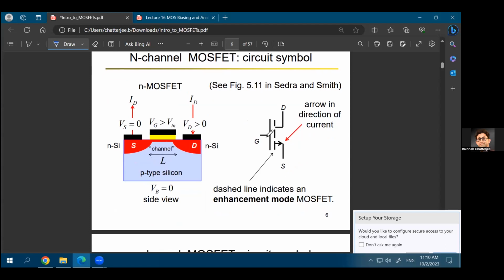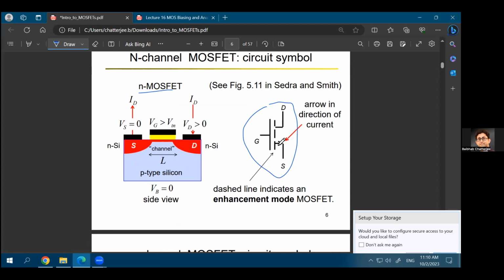The symbol of this looks like this. So that's how the symbol of a MOSFET looks like. And in this case, this is an N-channel MOSFET. So as you see on the left-hand side, you have an N-channel MOSFET, which means that the source, drain, and the channel region are N-type, whereas the body or the bulk is P-type.